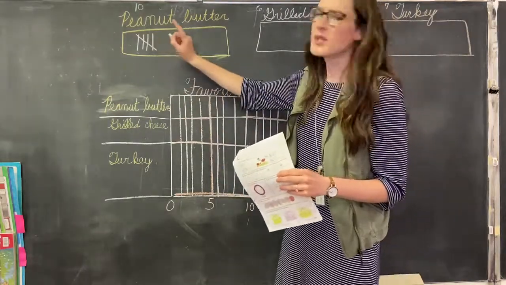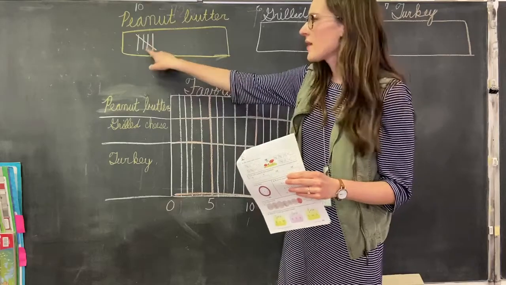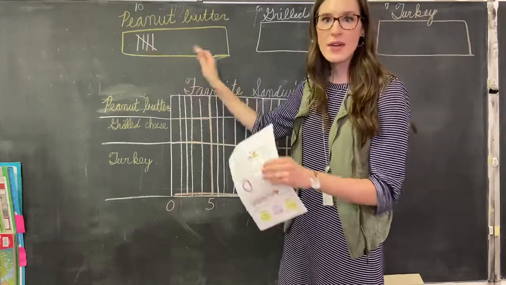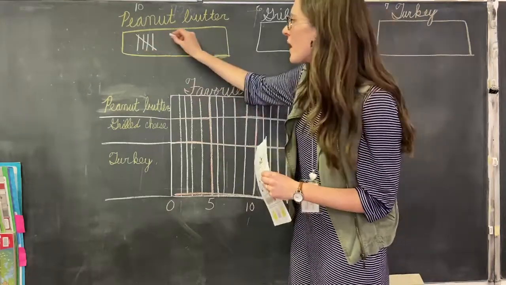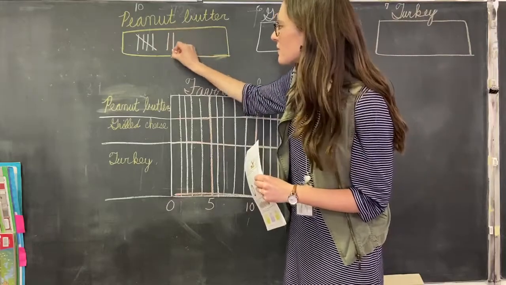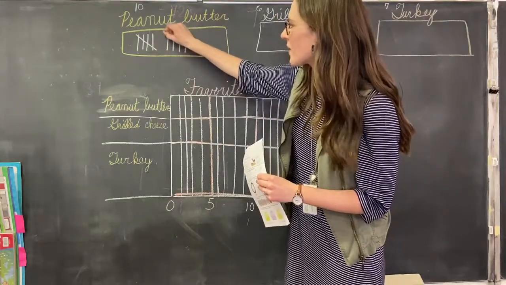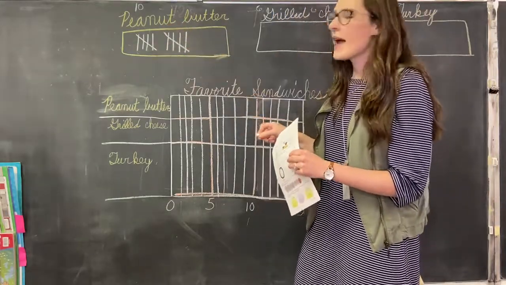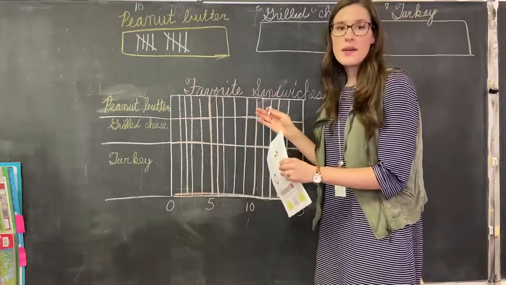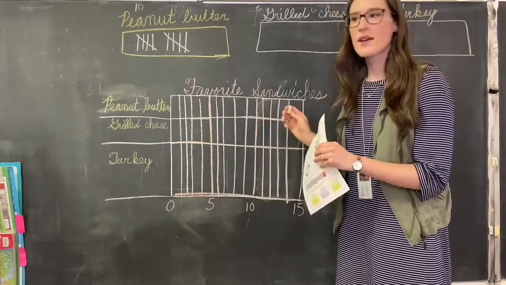But I need to represent the number 10. I only have 5, so guess what? I draw 5 more tally marks. I'm going to draw 4 straight ones, and the 5th one will be slanted. And you would keep doing this until you have less than 5.